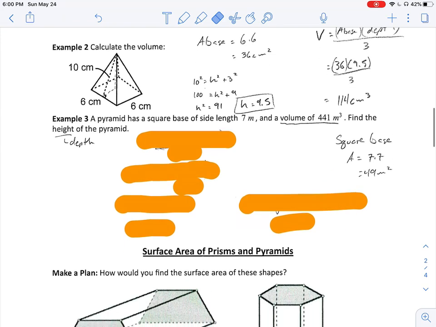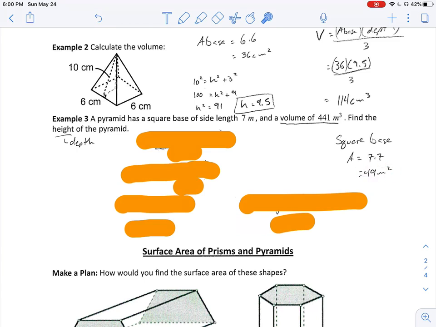Third example, a pyramid has a square base length side of 7 meters and a volume of 441 meters cubed. Find the height or the depth of the pyramid. First thing is square base pyramid. It has a side length in its square base. 7 times 7 gives us the area of the base to be 49.